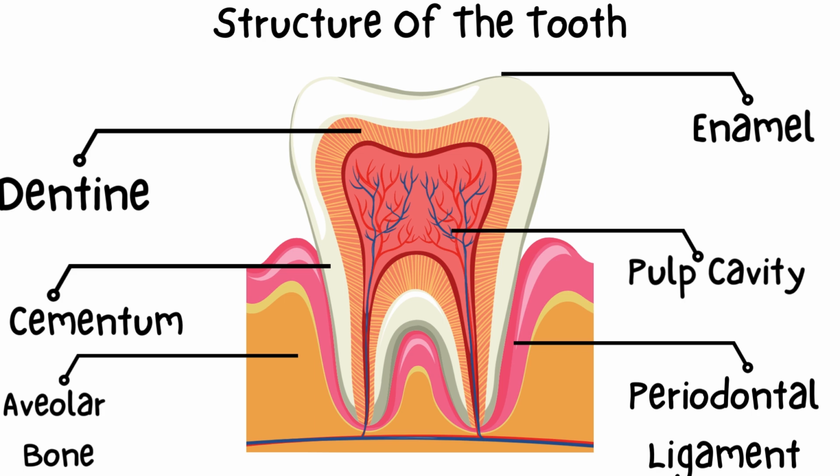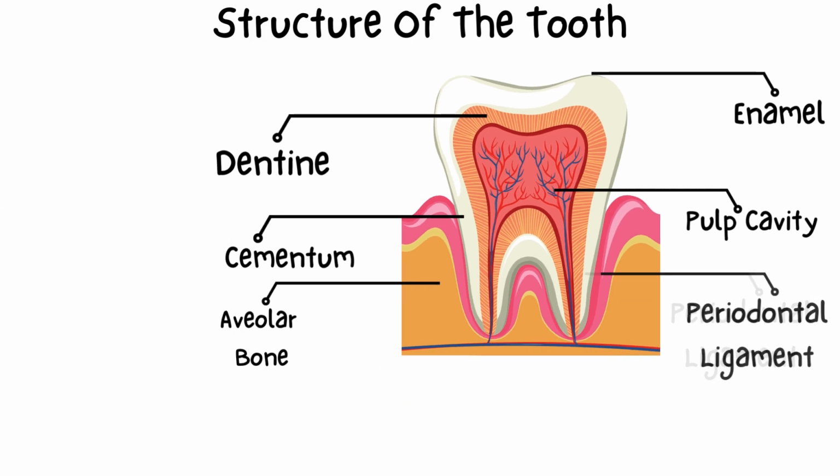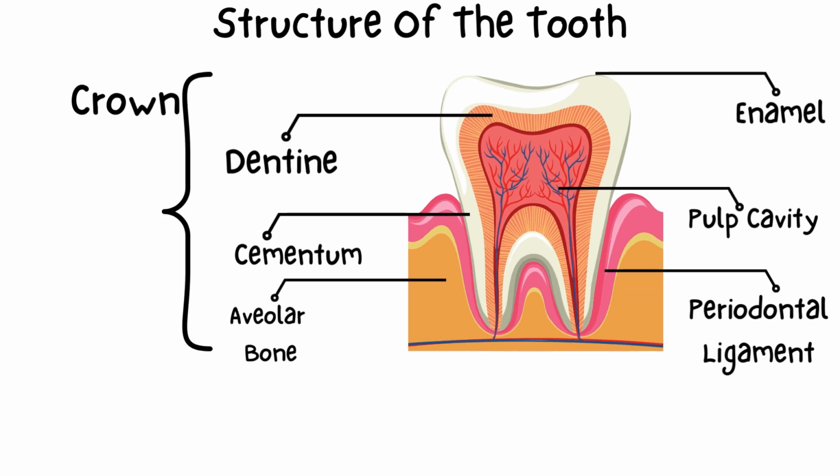The alveolar bone is the part of your jawbone that holds the tooth sockets. It also provides stability and support for your teeth. All the structures in the teeth are typically grouped into three regions, which are the crown, the neck, and the root of the tooth.